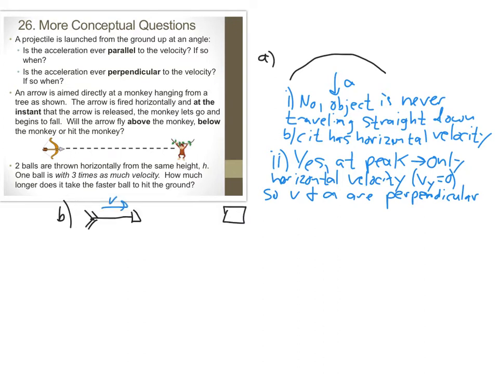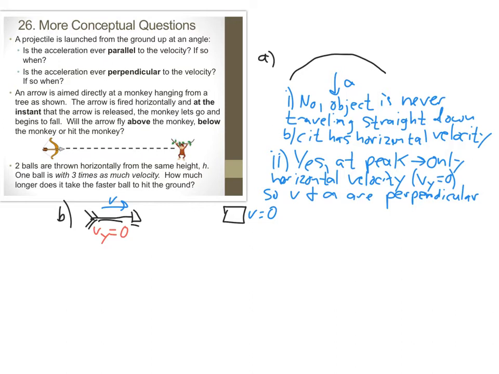So I'm going to think about my initial situation. We have an arrow moving horizontally, which means that initially there is no y velocity acting on the object. It only has that horizontal velocity. And we have a monkey that is hanging from a tree and releases the tree, so initially the monkey is also at rest. So in the y direction, both of these objects have the same initial y velocity. Both of these objects have the same y acceleration.